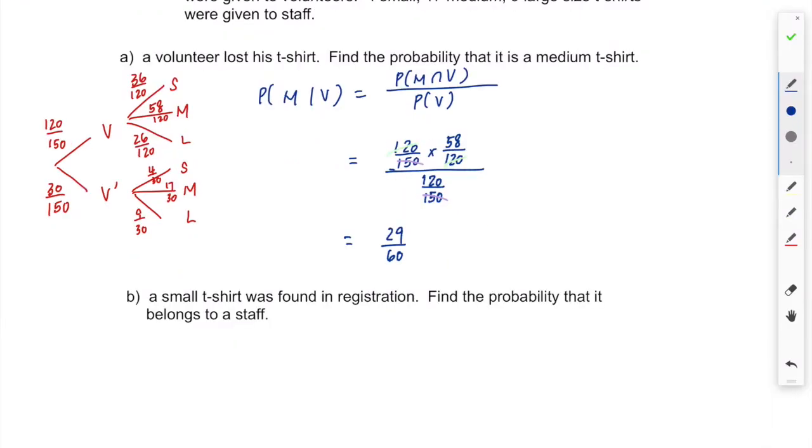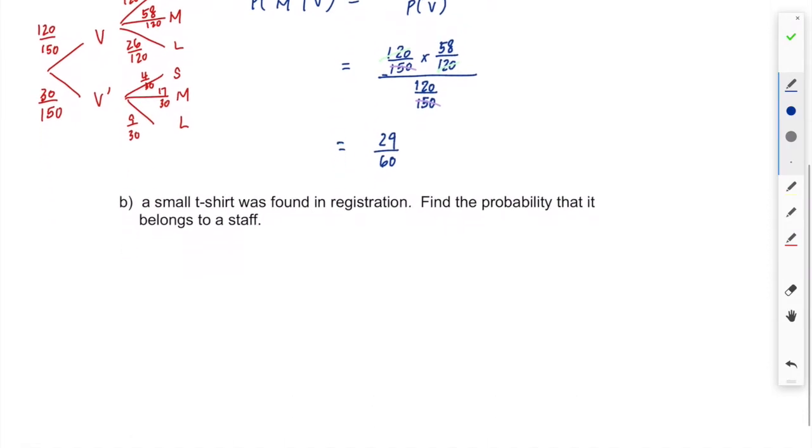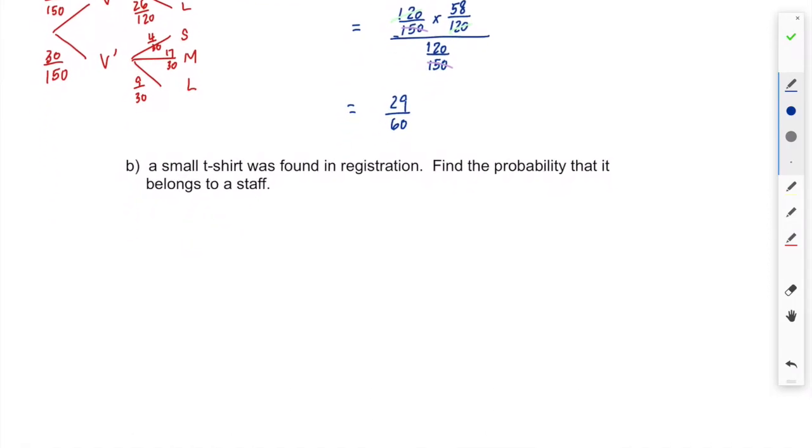Part B. A small T-shirt was found in registration. Find the probability that it belongs to a staff. Does it sound different from the first part? A small T-shirt was found. So all I care about now is, amongst all the owners of these small T-shirts, the condition is small size, and the probability for V prime, staff. How does this look?